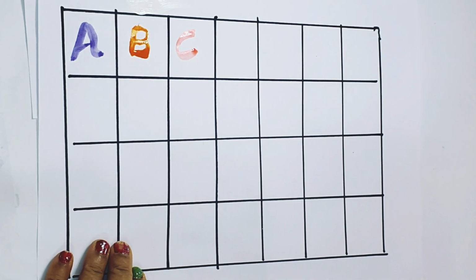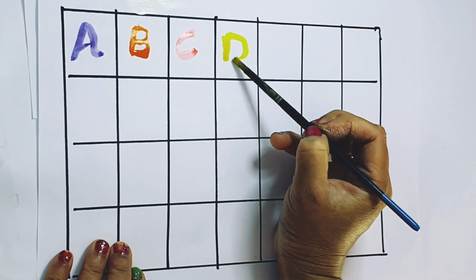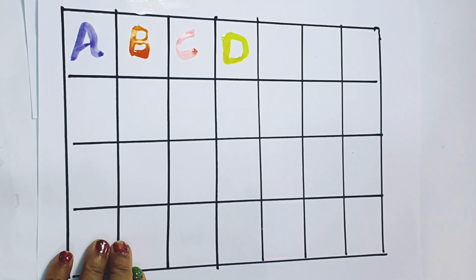Yellow color. Light yellow color. D for donkey. D for donkey.